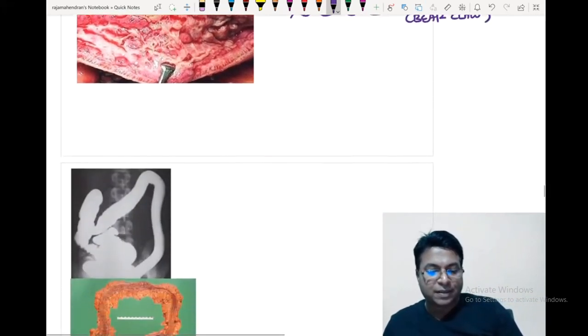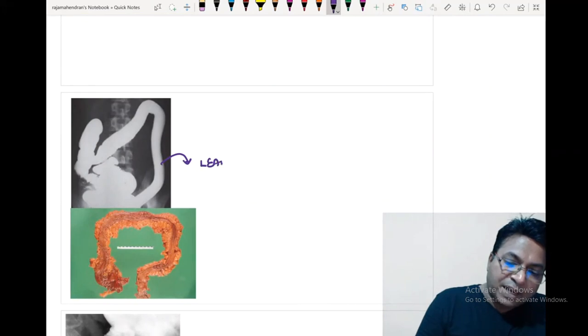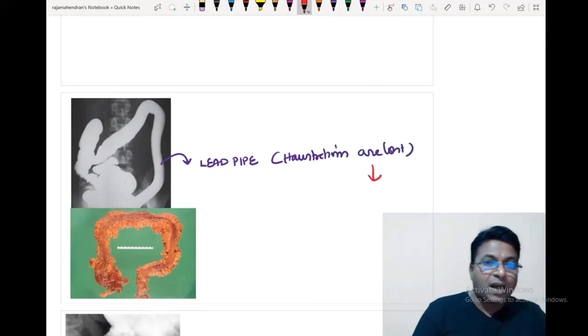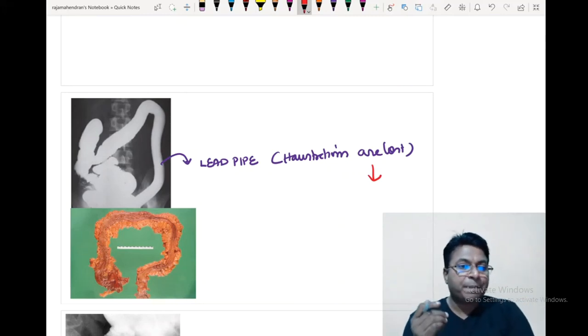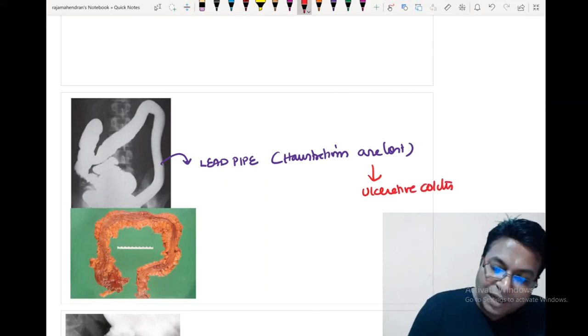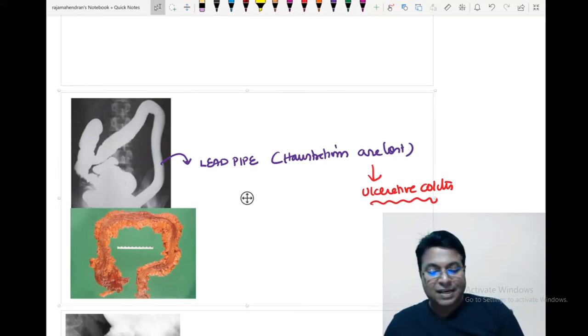This is also a Crohn's disease. So this is a picture showing you a lead pipe appearance, looking like a lead pipe in which haustrations are lost. Can you see? Haustrations are lost. Where will you get this appearance? Loss of haustrations seen in? Yes, this is seen in ulcerative colitis. Ulcerative colitis, you get loss of haustrations, and this is a lead pipe appearance seen in the colon.